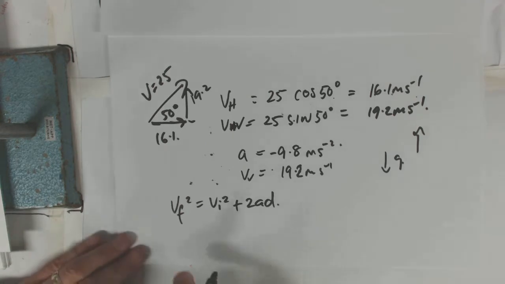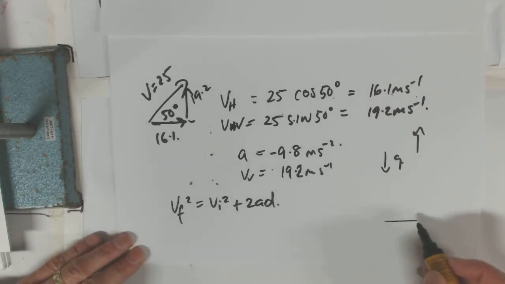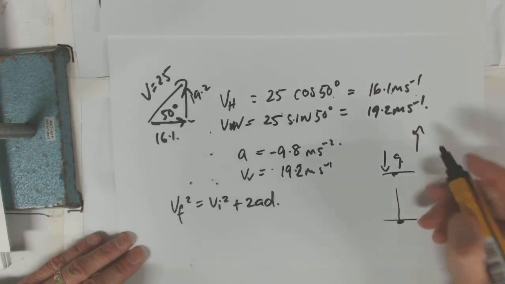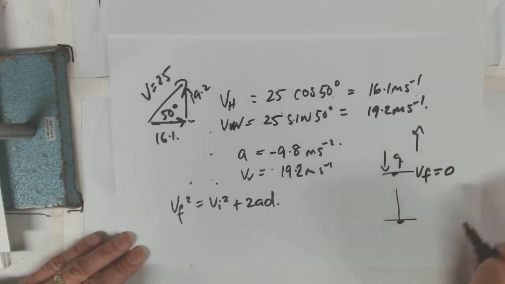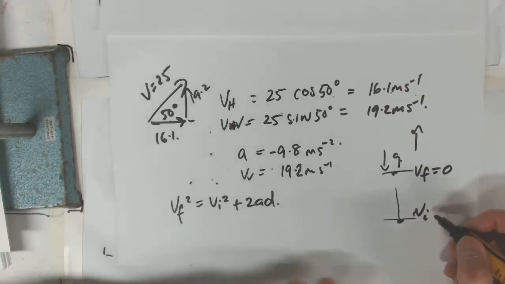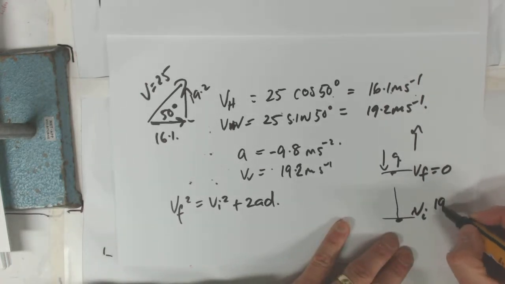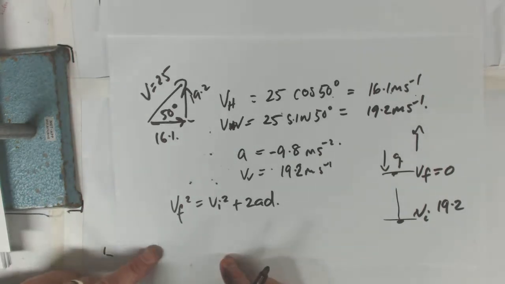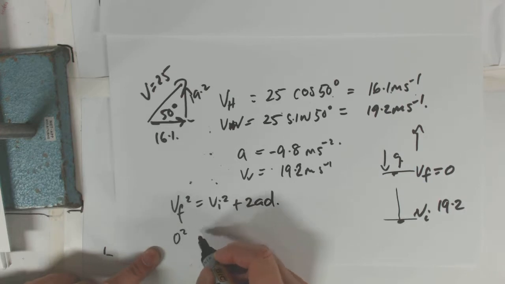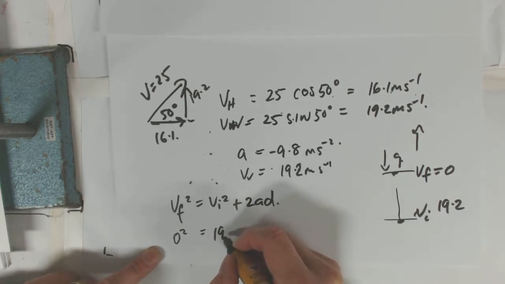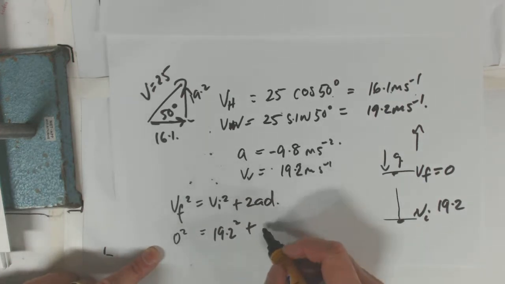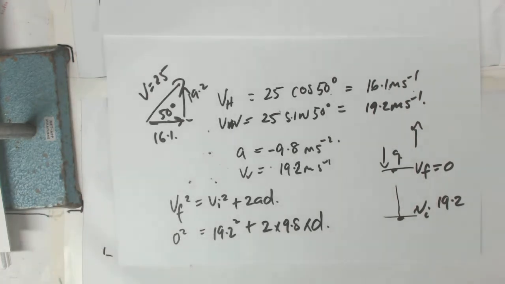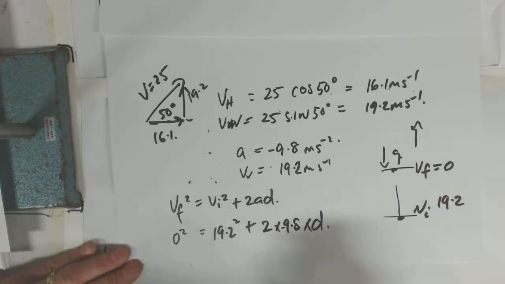So I know when something goes up, and I want to know how high it goes, then I know at the top, if I call that VF, it's equal to 0. And I know it started with a velocity of 19.2 meters per second. So I can do my equation now. I can say VF squared, 0 squared, is equal to VI squared, 19.2 squared, plus 2 times acceleration, 9.8, times distance. But remember, the acceleration was negative.